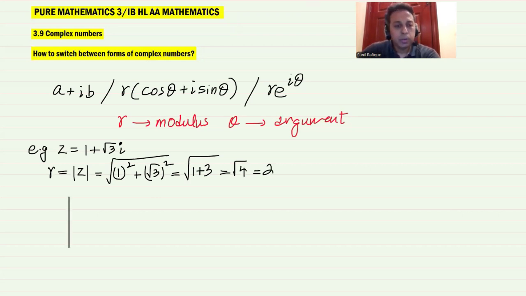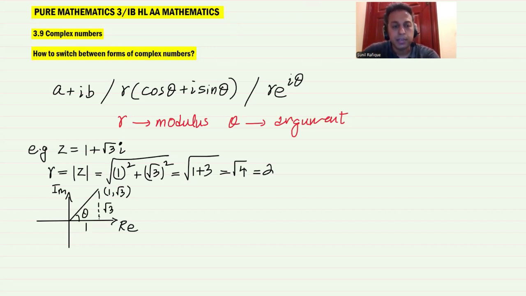I'm going to sketch it on an Argand diagram in order to calculate the argument. What is the argument? It's the clockwise or anti-clockwise angle with the positive real axis. So let's sketch the complex number. It's in the first quadrant, so positive 1 and root 3. This is 1, root 3. Any point on the Argand diagram is just a complex number where the x-coordinate is the real part and the y-coordinate is the imaginary part. This is 1, this is root 3.